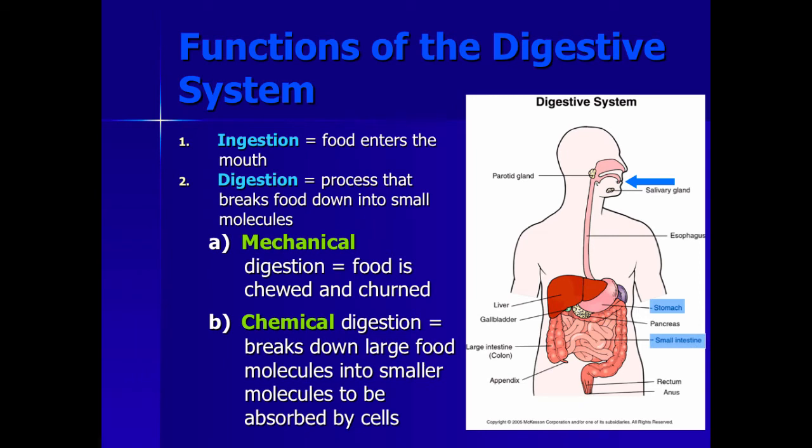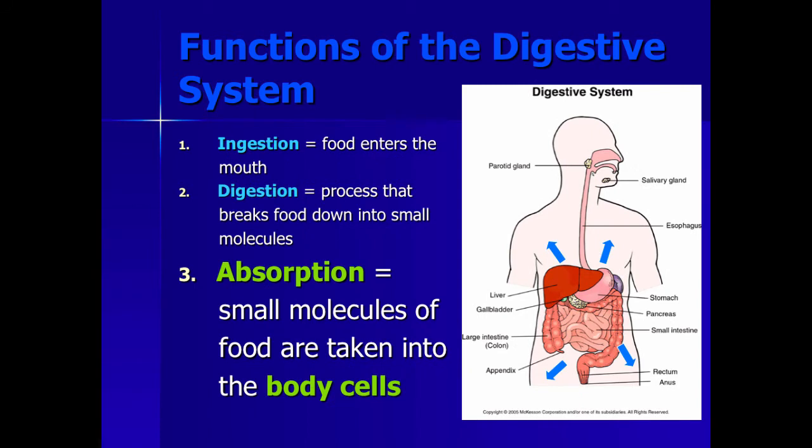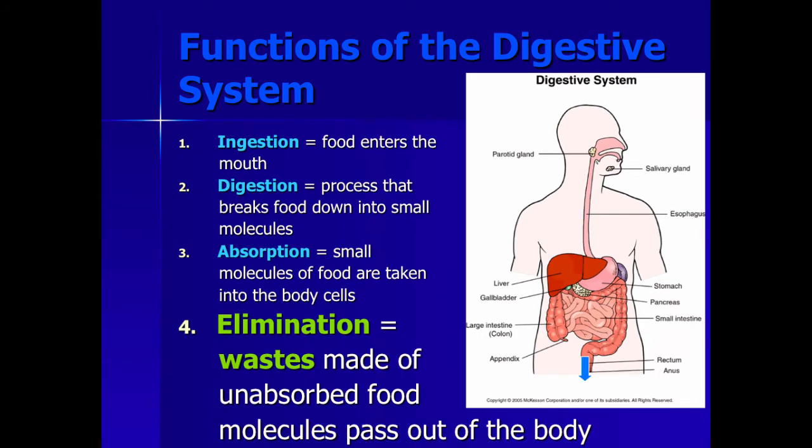So chemical digestion does start in the mouth with our salivary glands. Our stomach then does a part, but most of the chemical digestion takes place in the small intestine. So let's talk about absorption. Absorption is when all those small molecules that we finally have digested and broken down are taken into the body cells. And then the last part is elimination, where we are trying to get rid of any unabsorbed food molecules that have passed out of the body or anything that our body does not need. We are going to remove it, eliminate it.